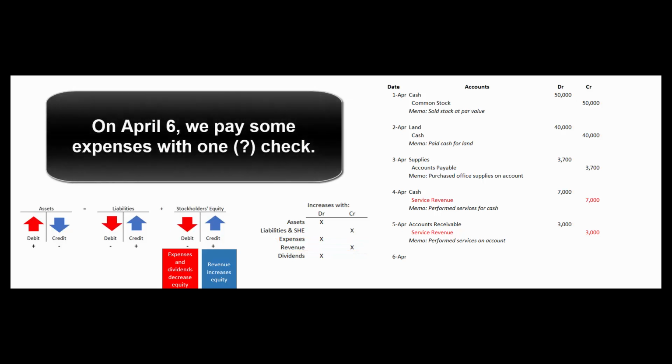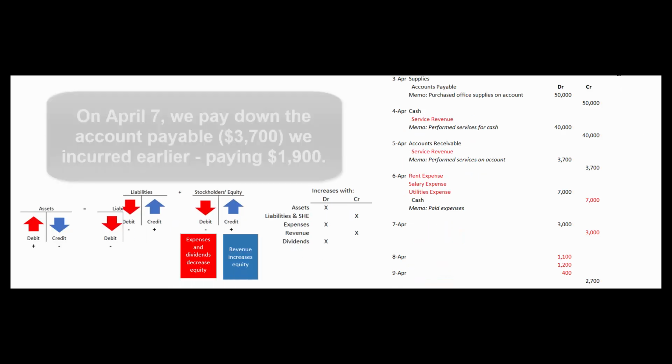Next transaction, we pay our rent of $1,100, our salary expense of $1,200, and our utilities expense of $400 by writing a check for $2,700. Expenses are debits, expenses are debits, expenses are debits. So we're going to debit the expense accounts. Cash is an asset. It decreases with credits. So we debit rent expense, debit salary expense, debit utilities expense, and credit cash. In real life, there'd be 3 separate credits to cash because we wrote 3 different checks. It'll make our bank account easy to reconcile. But since we're just learning accounting, we're going to credit cash for the $2,700.